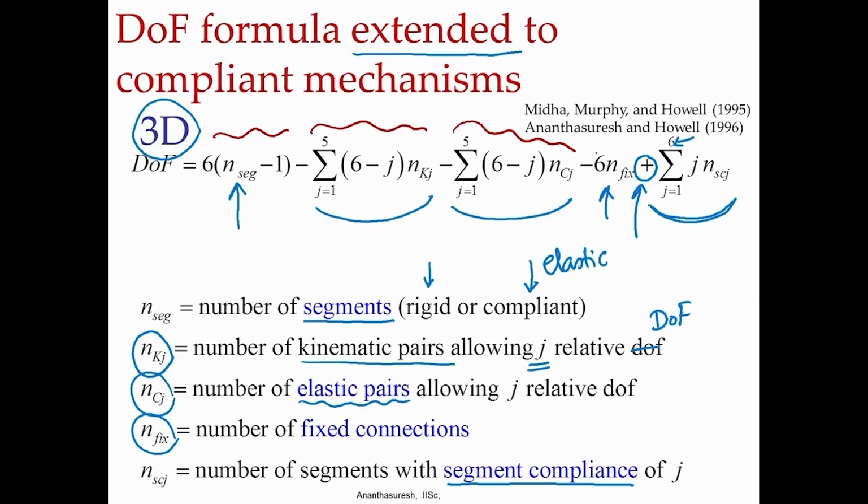N fix is there because occasionally we would need to have fixed connections among various segments in the mechanism. And this segment compliance is something that we will discuss a little bit more, so that we understand what the degrees of freedom means. One thing to note first is that the degrees of freedom given for a compliant mechanism in this manner actually gives the maximum degrees of freedom that are possible. Degrees of definition was the minimum number of actuations needed, but now we are talking about degrees of freedom, which is the maximum number of degrees that can give deterministic motion.